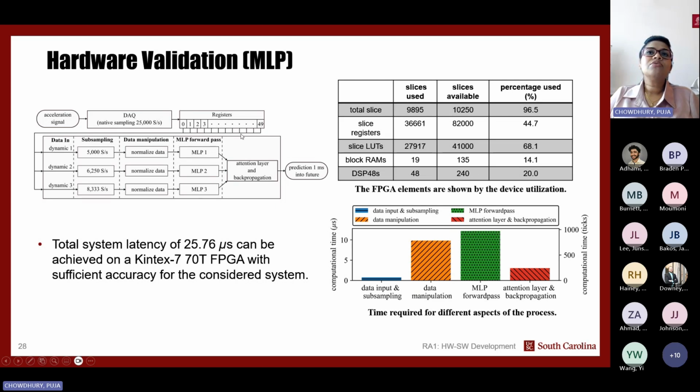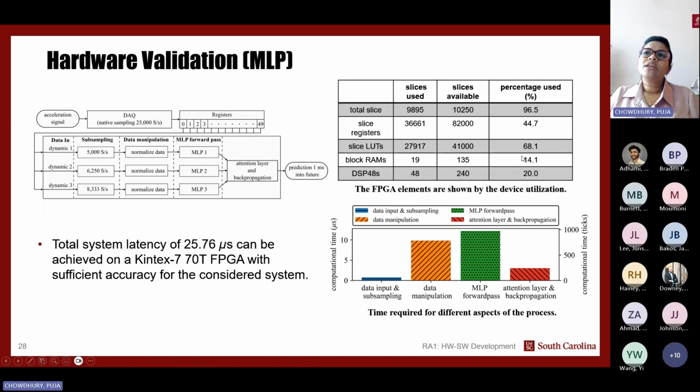We use a register which feeds 50 samples per cycle. The next step is also separated into different steps: data in, subsampling, data manipulation, MLP forward pass, then attention layer and back propagation. Finally, we reach the prediction of 1 millisecond in the future.